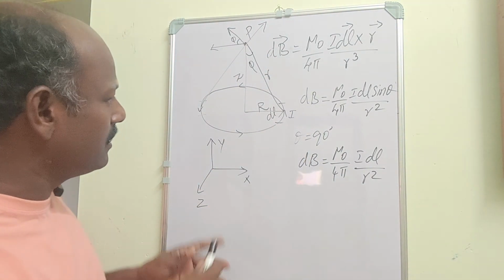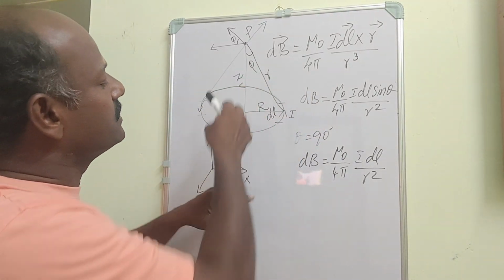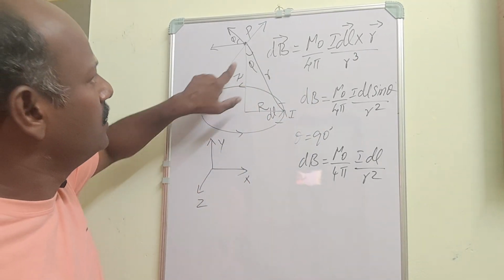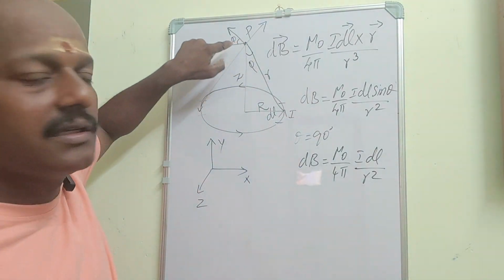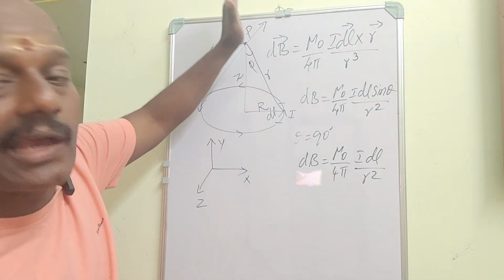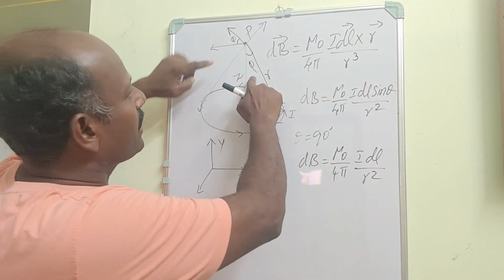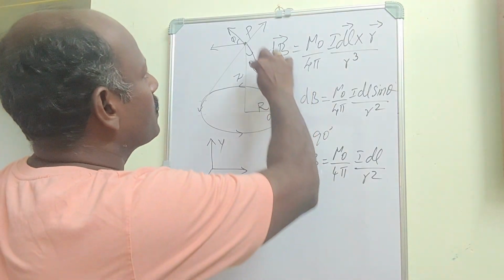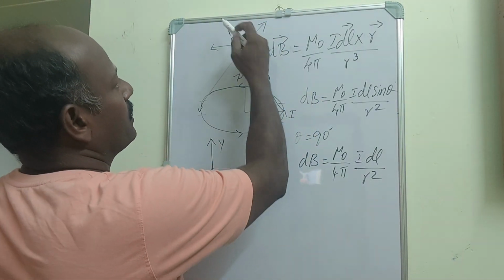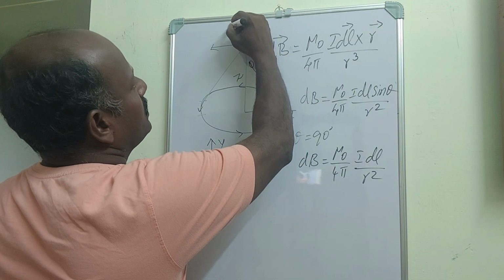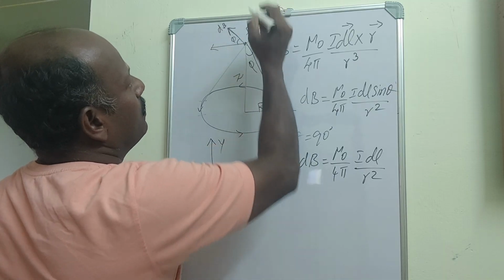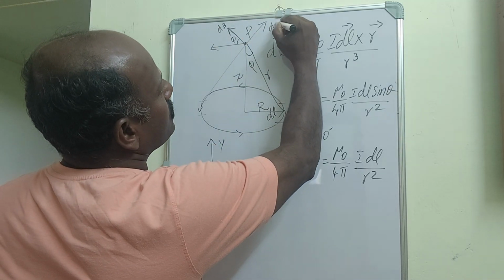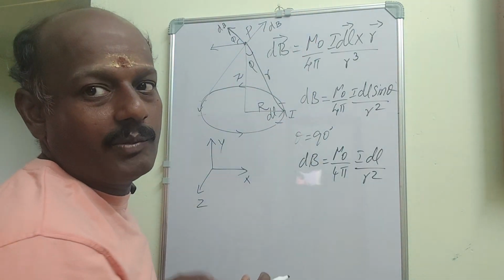Because remember, this coil is placed in the xz plane and we are measuring the magnetic induction at the point along the y axis. So this angle will be the same. So here this will contribute the dB, so this is actually the resultant dB. Similarly, this is also the resultant dB.